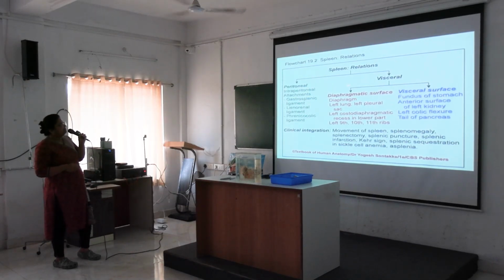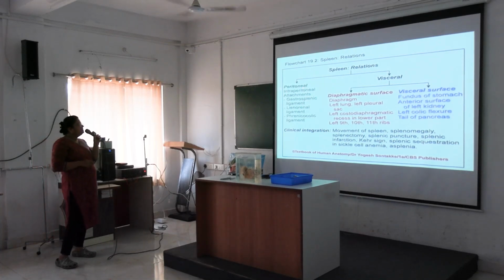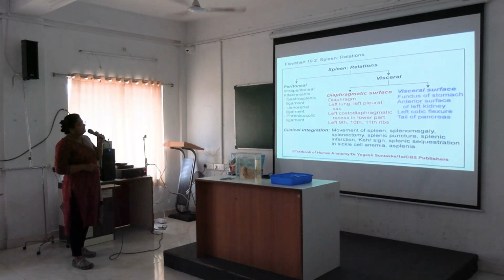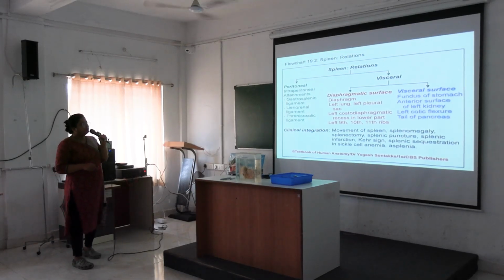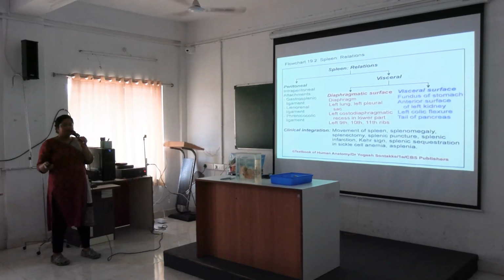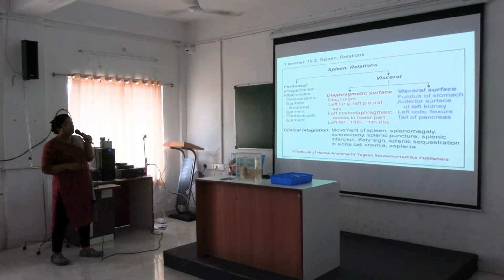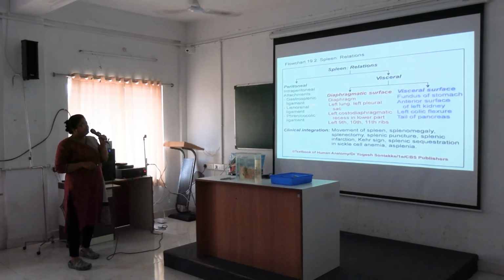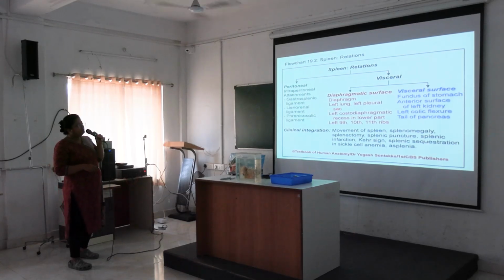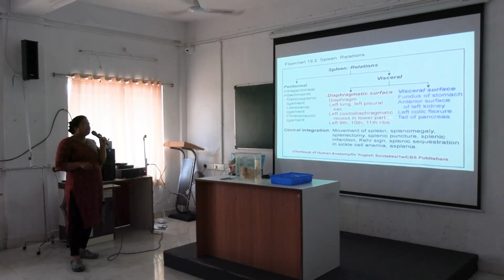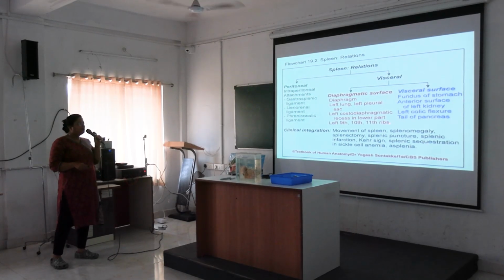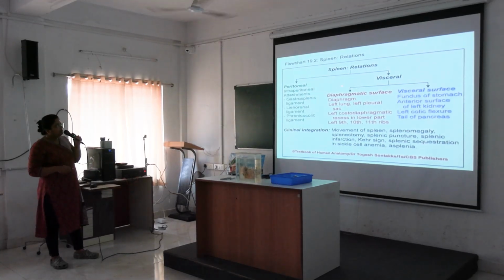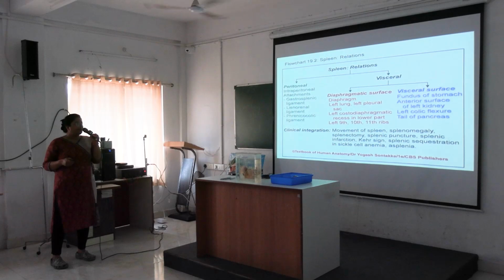So these are the relations. Peritoneal relations: the intraperitoneal attachments are the gastrosplenic ligament, lienorenal ligament, and phrenicocolic ligament. Visceral relations are also there. The diaphragmatic surface comes in contact with the diaphragm, left lung and left pleural sac, the left costodiaphragmatic recess in the lower part, and the left 9th, 10th and 11th ribs. Okay, all these structures are related.